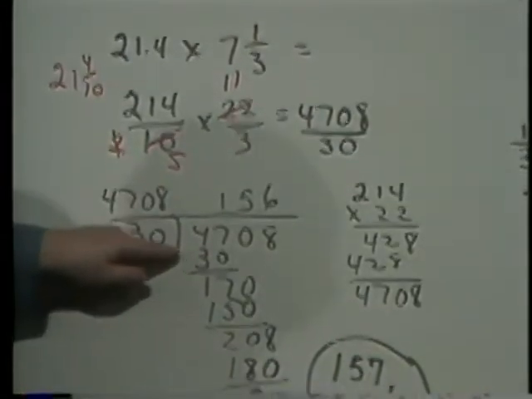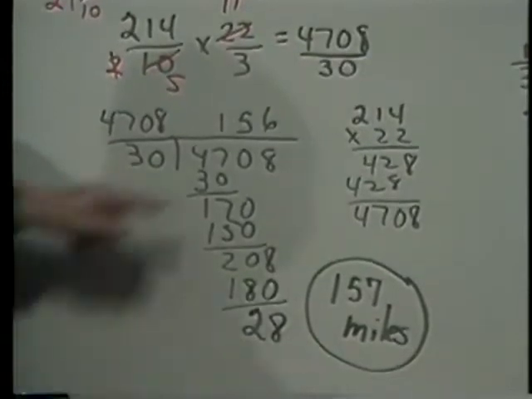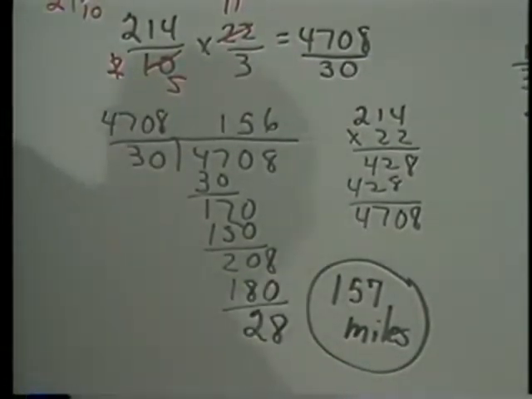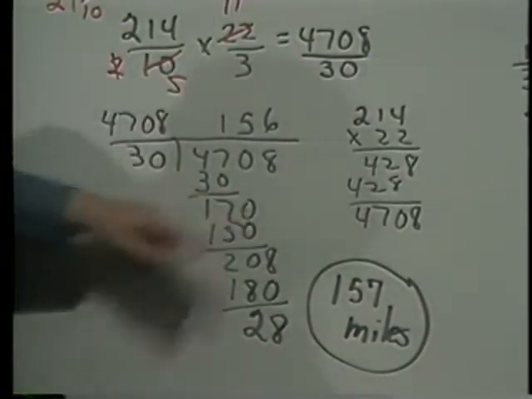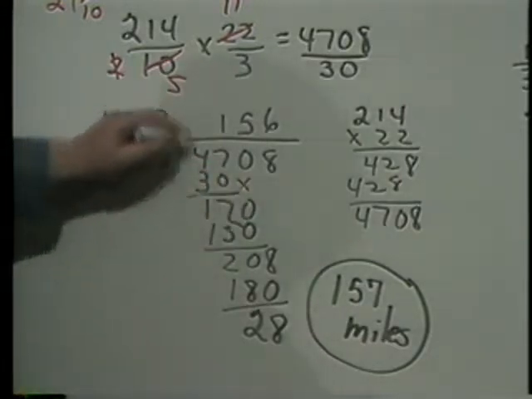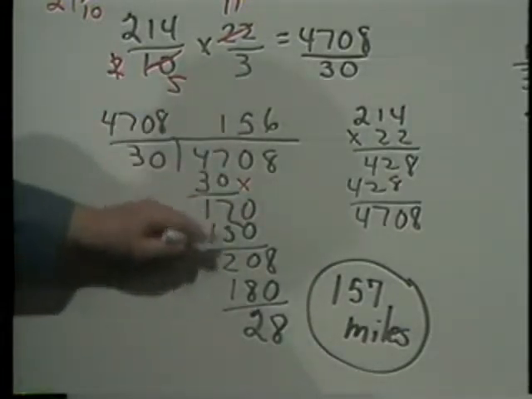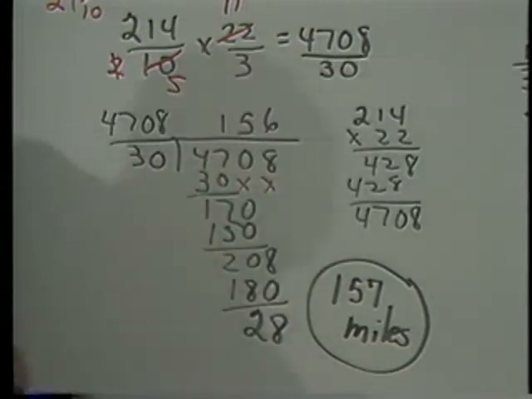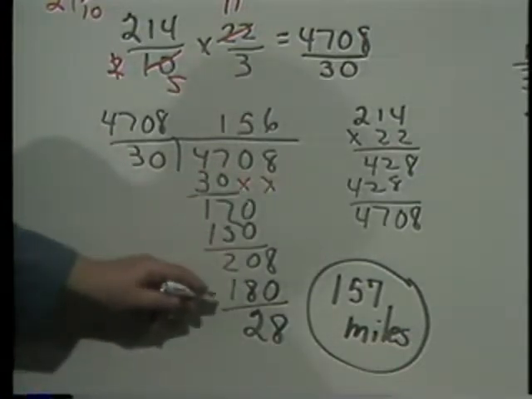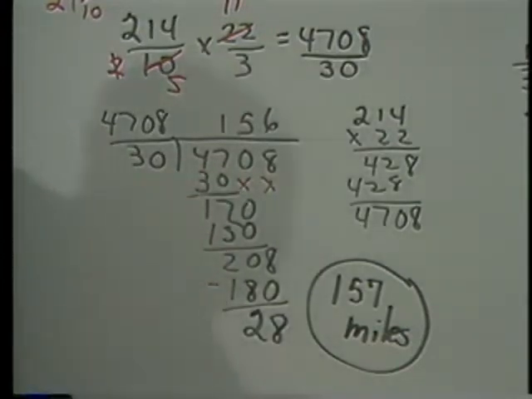When we do that, we see what? 30 goes into 47 once. See, this is now, what, a whole number problem. We subtract, we get 17, bring down the 0. 30 goes into 175 times. 150 from 170 is 20. We bring down the 8. 30 goes into 208 6 times. 180 from 208 is 28.